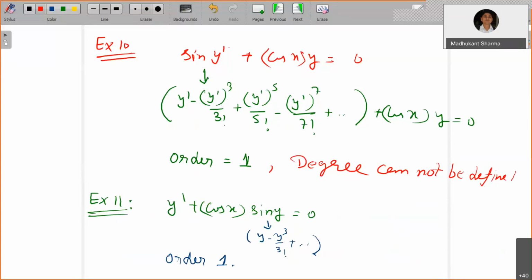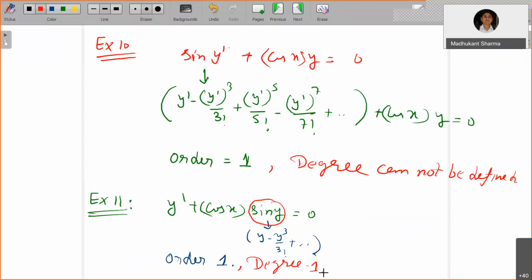If there is a transcendental function of the highest order derivative present in the differential equation, then degree cannot be defined. But here it is not a transcendental function of the highest order derivative. It is a transcendental function of y, and the highest order derivative is y dash. So here you can decide the degree is 1. So it's a first order, first degree differential equation.